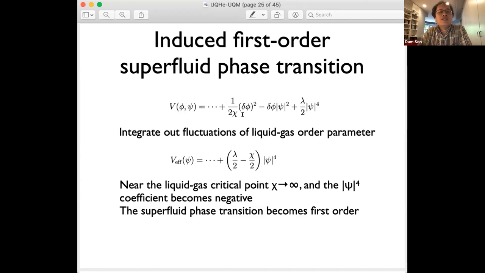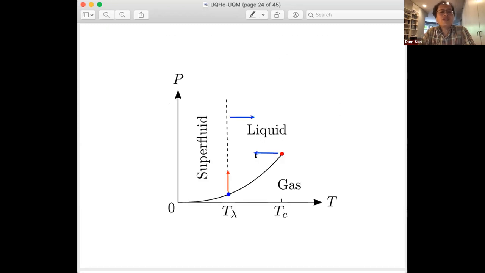That fluctuation of the density has some quadratic terms whose coefficient is the susceptibility. So when we integrate out this fluctuation of the liquid gas order parameter, the density, we generate a contribution to the psi to the fourth term proportional to that susceptibility. And if we are very close to the liquid gas critical point, the susceptibility goes to infinity, which induces a negative psi to the fourth contribution. And in the Landau theory, we know that if the coefficient of the psi to the fourth term is negative, we cannot have a second order phase transition. What happened instead is that as the system has these two phase transitions approach each other, part of the phase transition line between superfluid and liquid becomes first order. And this tricritical point moves up as one lowers the mass.